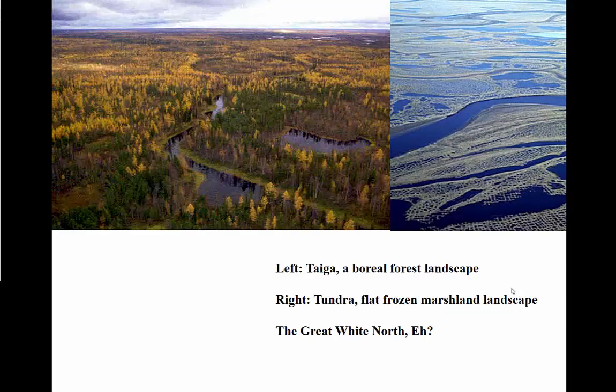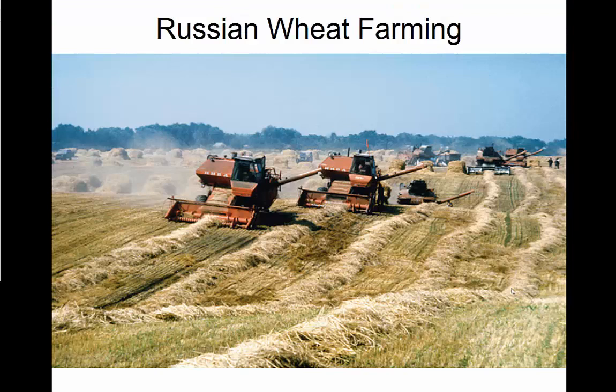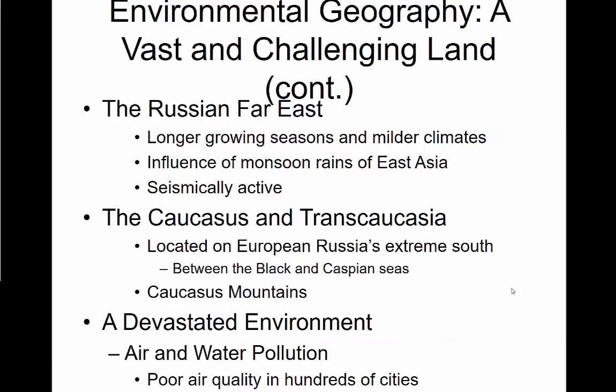On the left, we've got taiga, boreal forest landscape. On the right, we have tundra. We have wheat farming throughout much of western Russia. The breadbasket is sometimes the term they use. And the other issue they deal with is just the movement of resources.